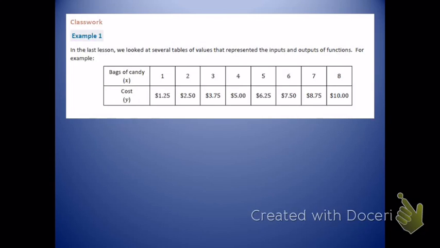Okay, so this example that you have in your classwork, example 1, is a table that we looked at in the last lesson. It's a table of inputs and outputs, and we can see that it fits the definition of a function because there's exactly one output for every input, or every input has its own output. And we could say that cost is a function of the number of bags of candy that are bought. So we're going to use that type of language as we define functions.